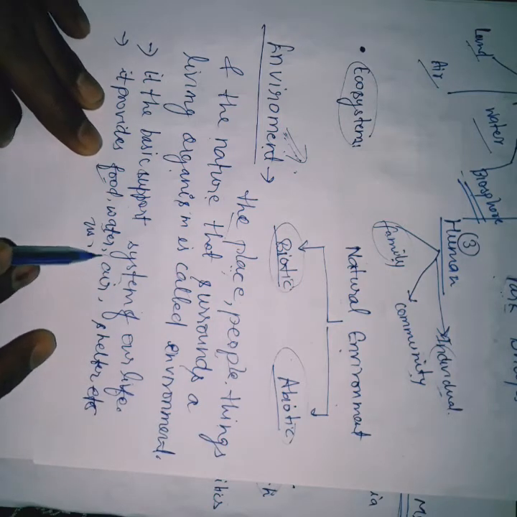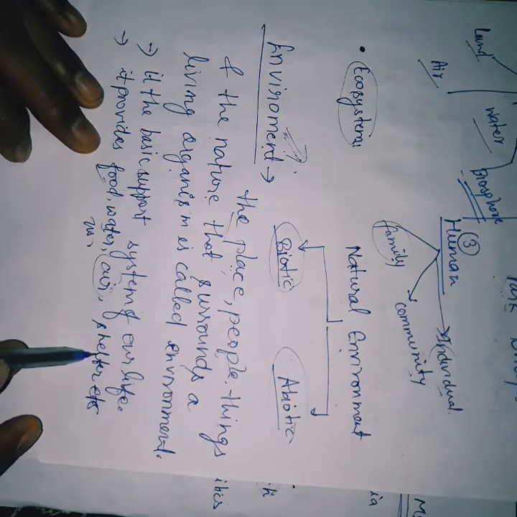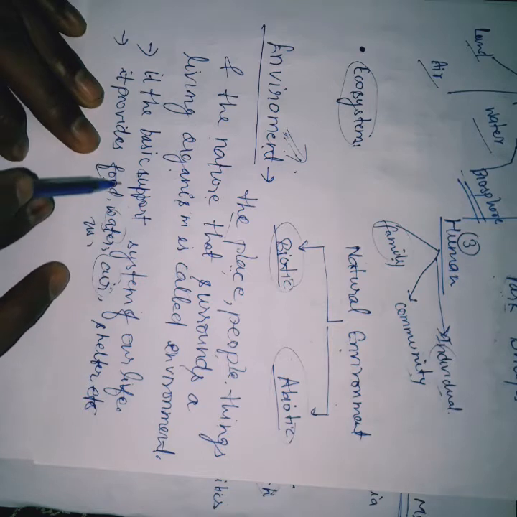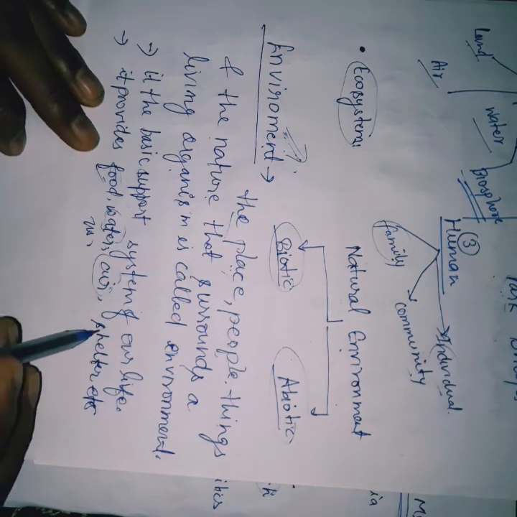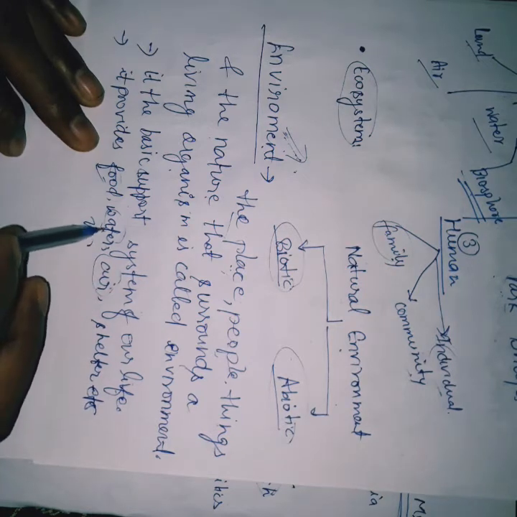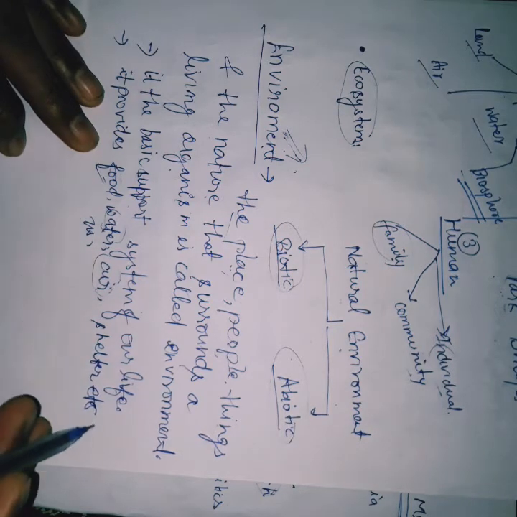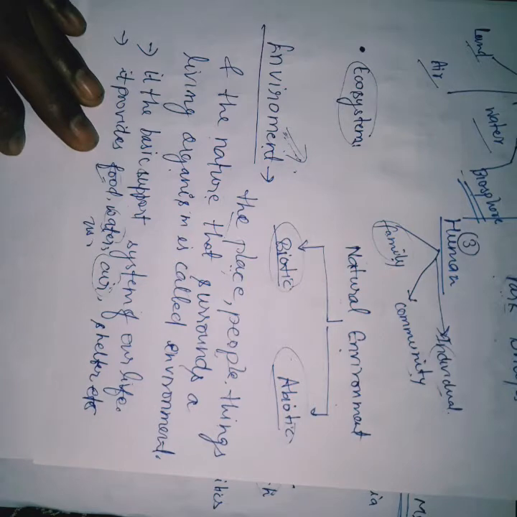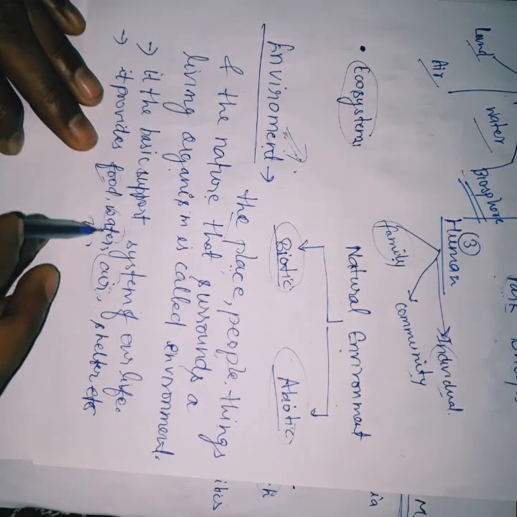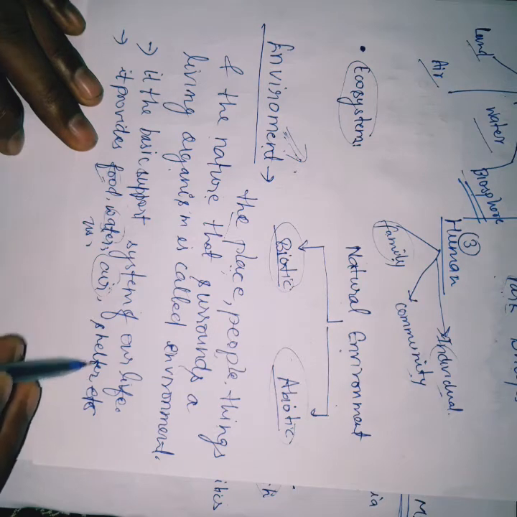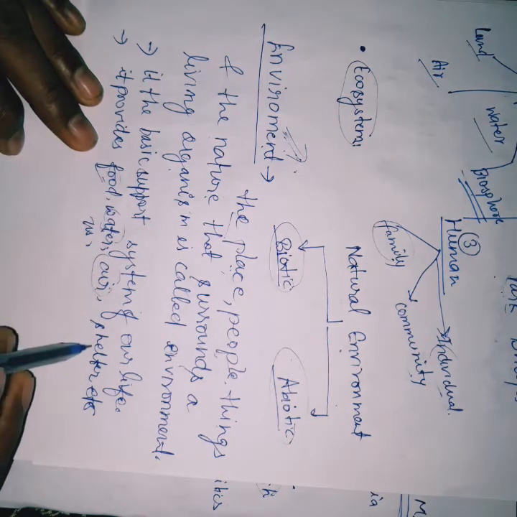If these were not there, there would be no survival of life. Air is the most important component for the survival of life. Water is also, and food, then after that shelter. Without these things, on a planet where air is not available, water is not available, food is not available, there are no living beings. So these things are important in our environment, and the environment provides them to living beings.